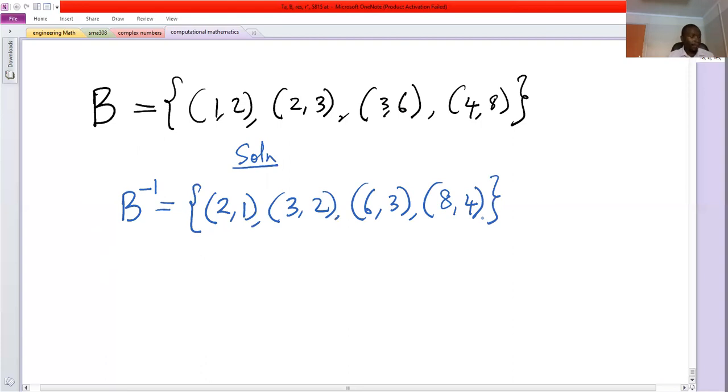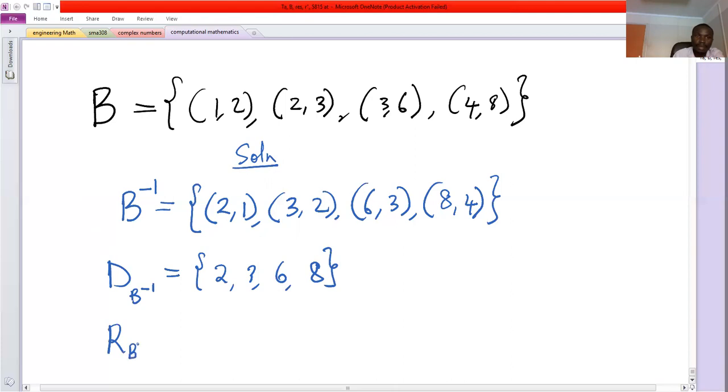So that is what that inverse will be, and which means the domain of this inverse relation B will be 2, 3, 6, 8. And the range of this inverse relation is 1, 2, 3, and 4. You pick the set of all the second elements, and you see this one, 1, 2, 3, 4.